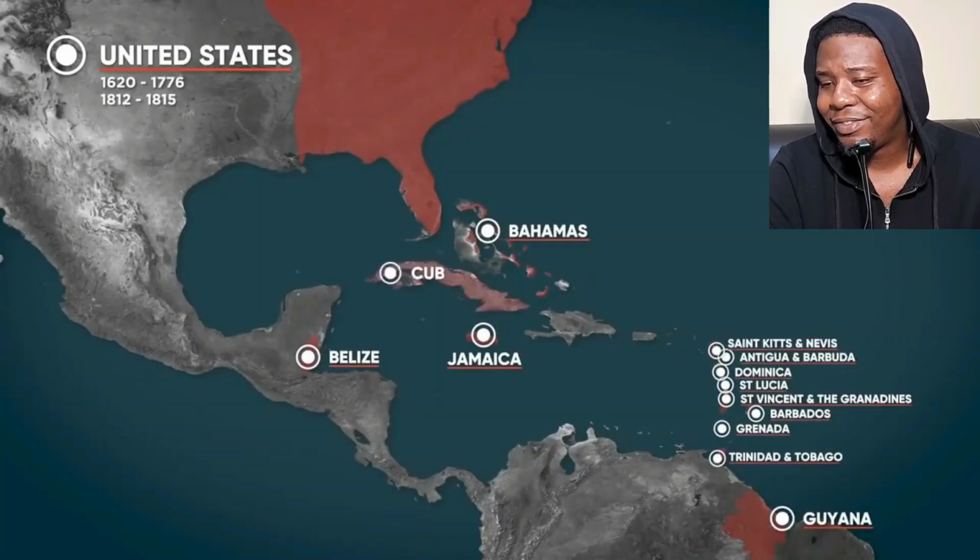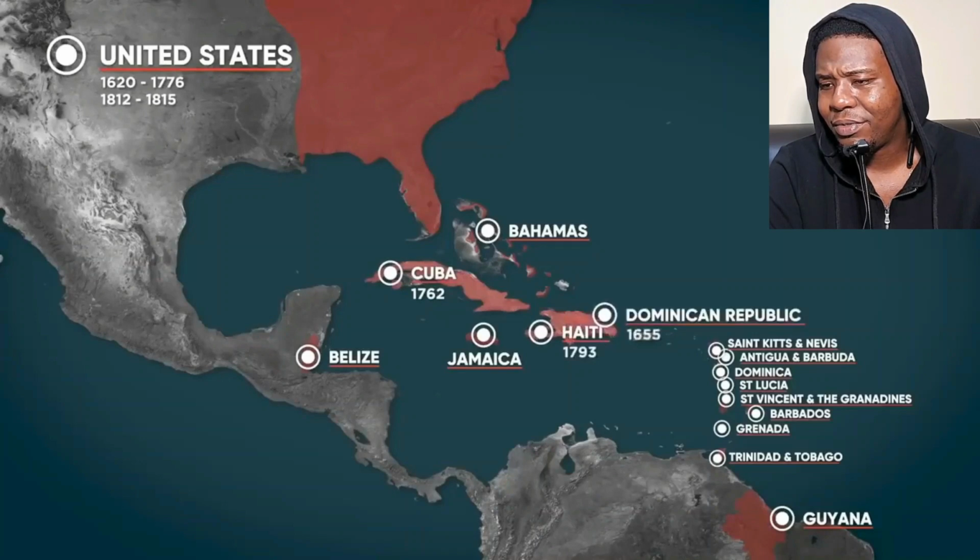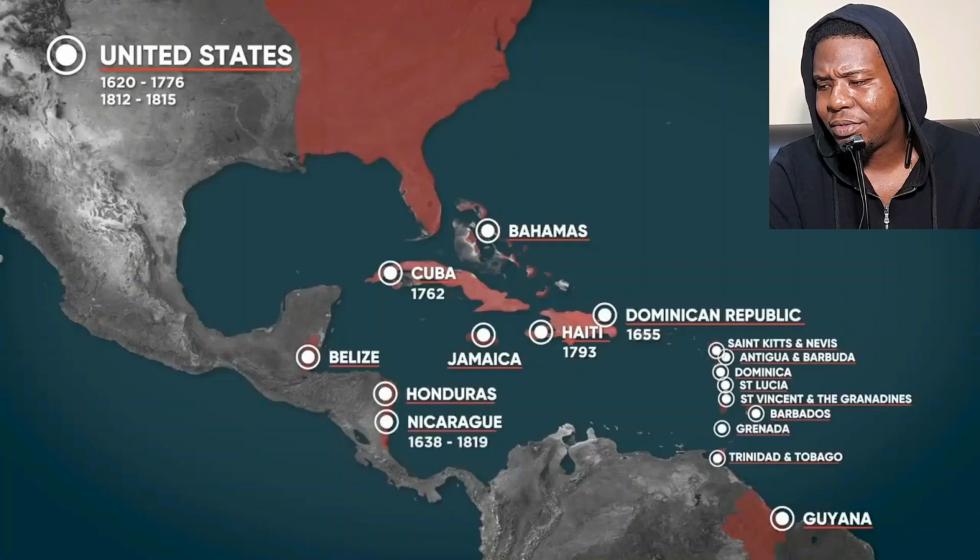Besides colonies, Cuba was invaded and occupied during the 7 Years' War in 1762. Haiti was invaded in 1793 during the French Revolutionary Wars. The Dominican Republic was invaded way back in 1655 in an attempt at conquest under Oliver Cromwell. Parts of the east coast of Honduras and Nicaragua were conquered and ruled for nearly 2 centuries until 1819.